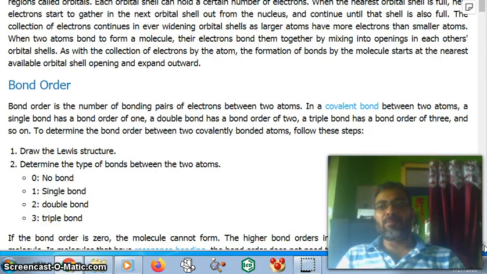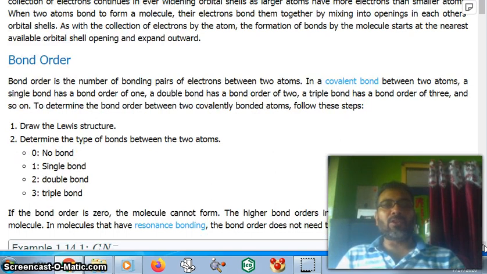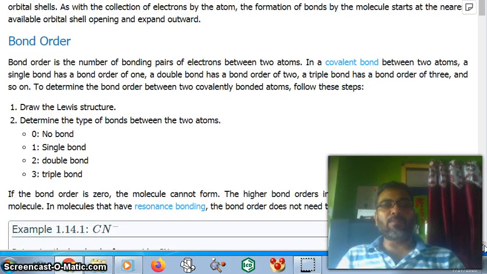In a covalent bond between two atoms, a single bond has a bond order of 1 and a double bond has a bond order of 2. A triple bond has a bond order of 3 and so on. To determine the bond order between two covalently bonded atoms, follow these steps. Draw the Lewis structure. Determine the type of bond between the two atoms: no bond, single bond, double bond or triple bond. If the bond order is 0, the molecule cannot form. A higher bond order indicates greater stability for the molecule. In molecules that have resonance bonding, the bond order does not need to be an integer.